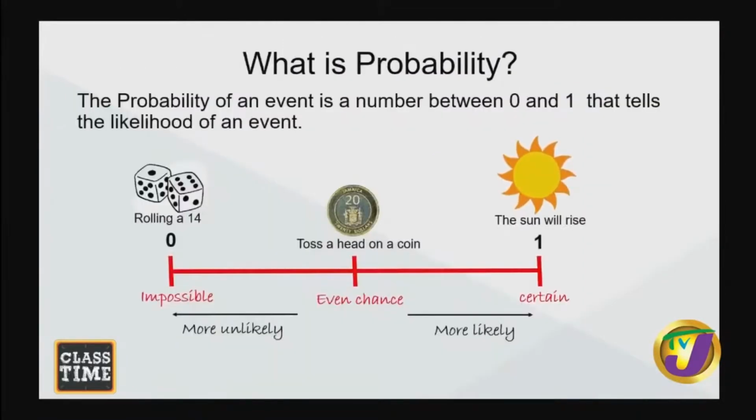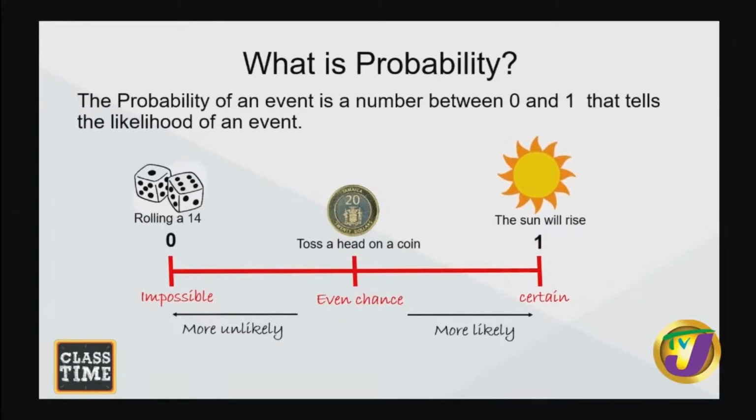Now, what is probability? Let's recap. We would have had exposure to this before, and we're just going over it to move into our objectives. The probability of an event is a number between 0 and 1 that tells the likelihood of an event occurring. The illustration shows a probability of 0 for rolling a 14 from a set of dice, and a probability of 1 that the sun will rise, with great certainty.